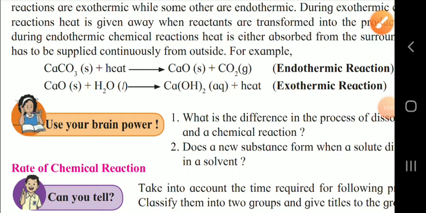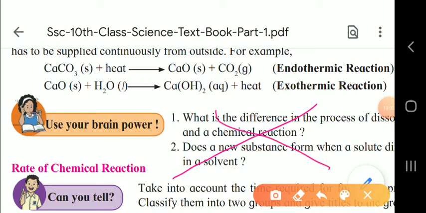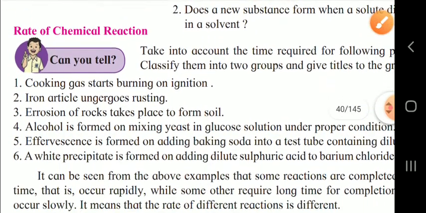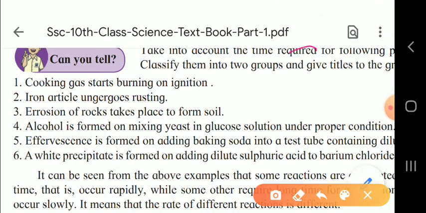Now children, this part is cancelled for you. Then this also is cancelled for you fully.